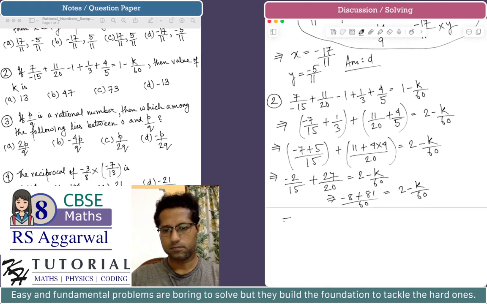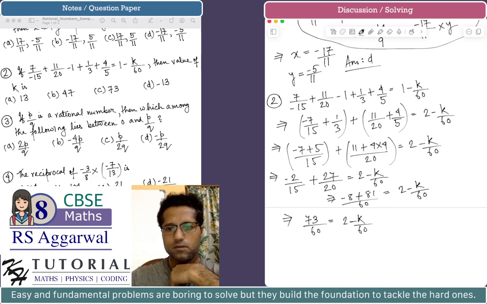This implies 73 by 60 is equal to 2 minus k by 60.